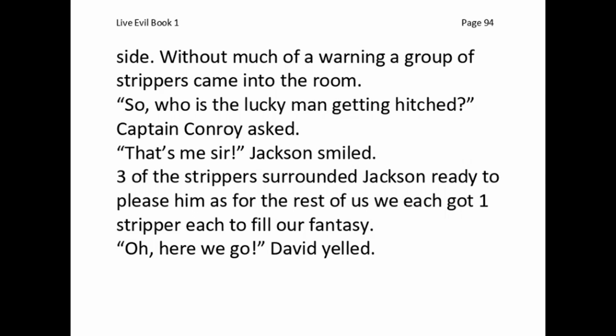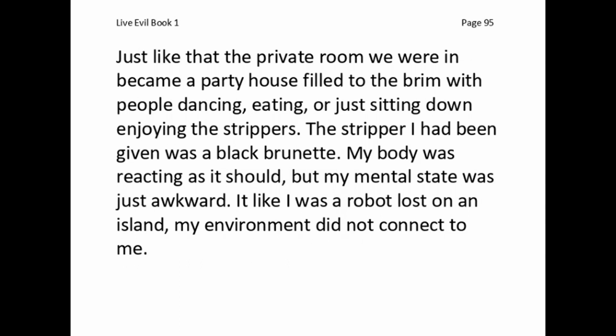"So who is the lucky man getting hitched?" Captain Conroy asked. "That's me, sir," Jackson smiled. Three of the strippers surrounded Jackson, ready to please him. As for the rest of us, we each got one stripper to fill our fantasy. "Oh, here we go," David yelled. Just like that, the private room we were in became a party house filled to the brim with people dancing, eating, or just sitting down enjoying the strippers.